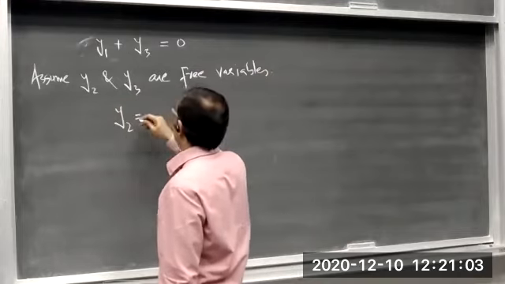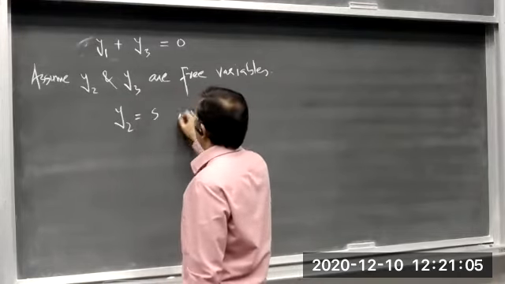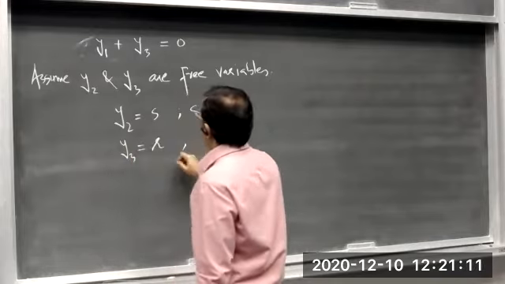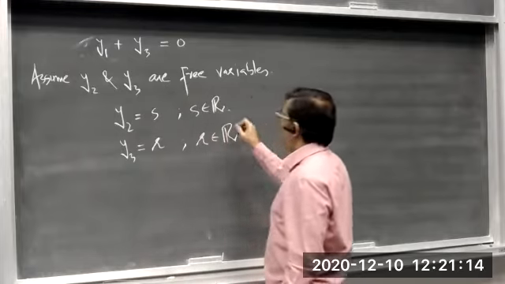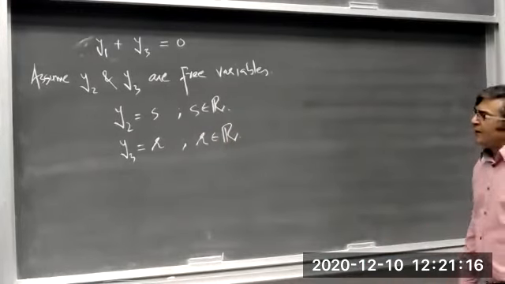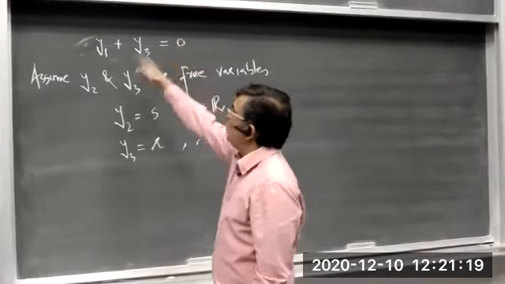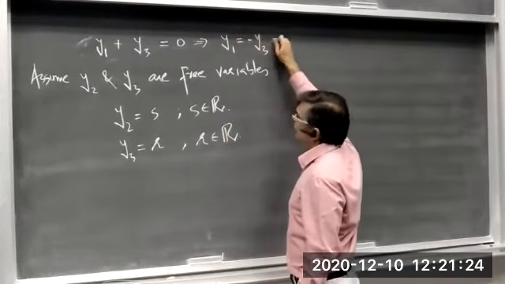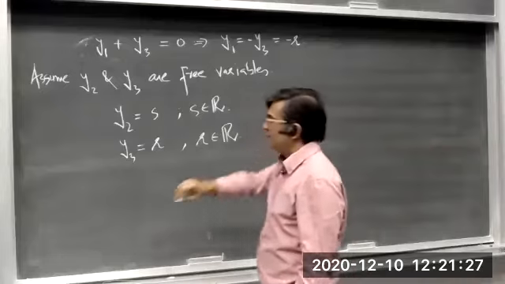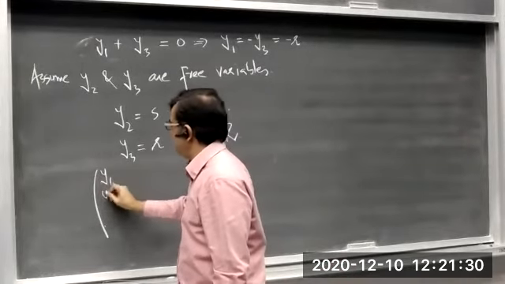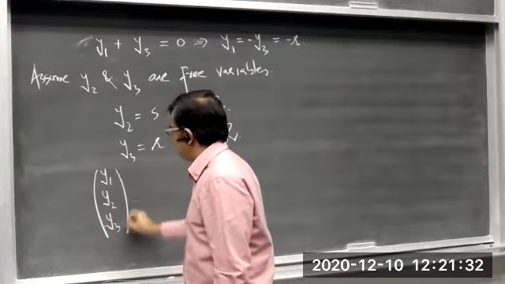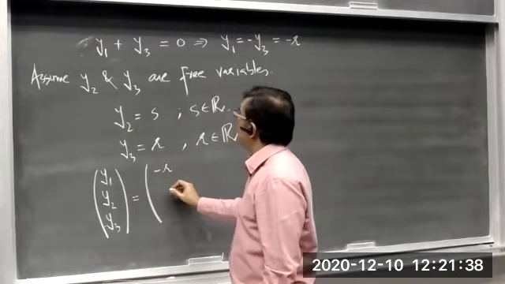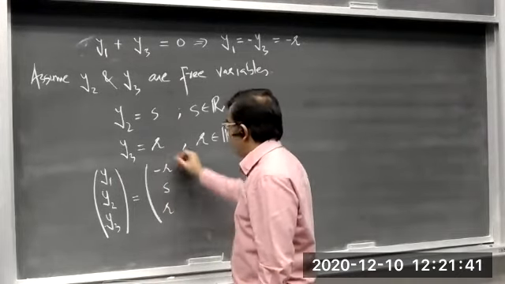We can write y2 is equal to some s, where s belongs to R, and y3 is some r, where r belongs to R, the set of real numbers. Now we can write y1 from the equation. y1 is negative y3, which means negative r. Now, if we want to write the solution y1, y2, y3, it is nothing but y1 is negative r, y2 is s, and y3 is r.